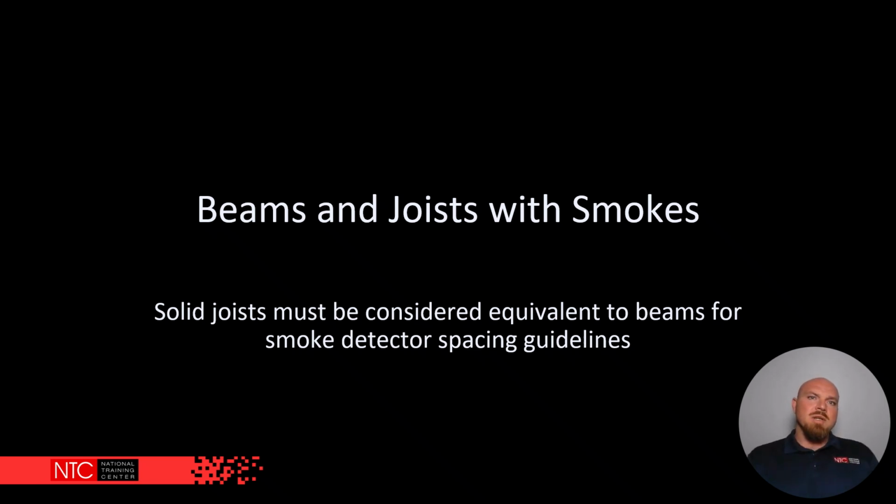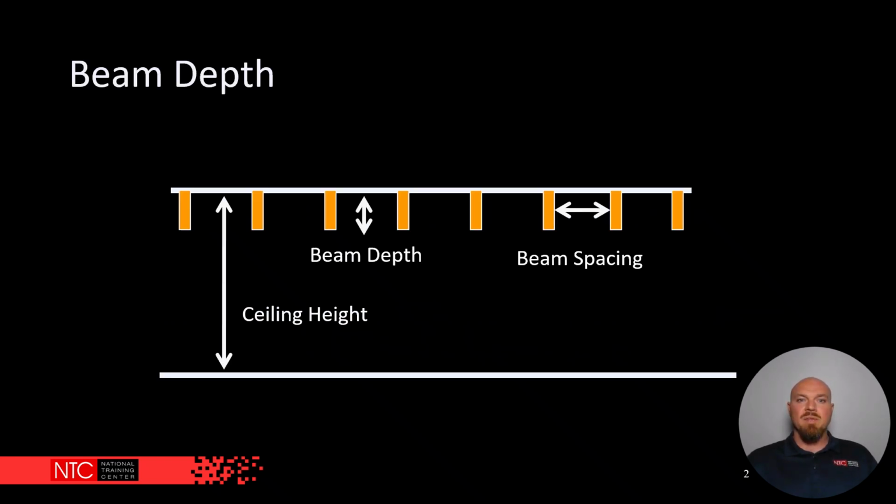When it comes to smoke detectors, if you've got beams, you have to take a look at a few things. Let's take 2 minutes to learn a bit more. So beams and joists, when it comes to smoke detectors, are considered equivalent to each other. We don't do things differently if we have beams than if we had joists. It's the same factors that need to be looked at.